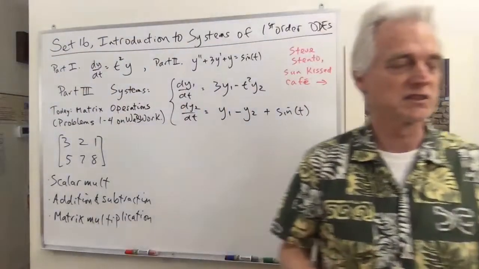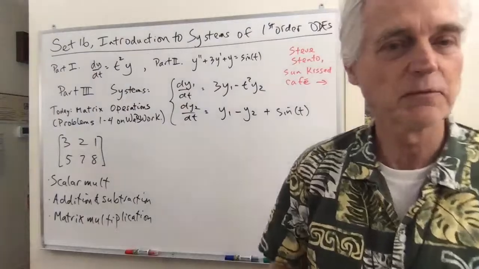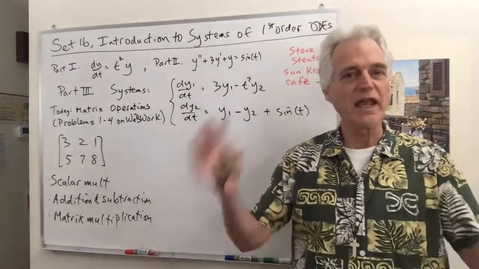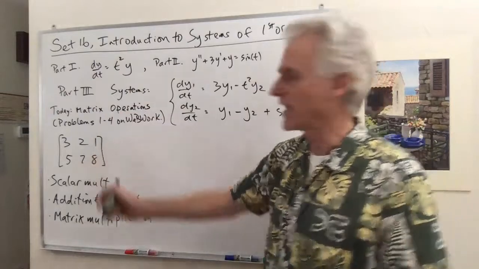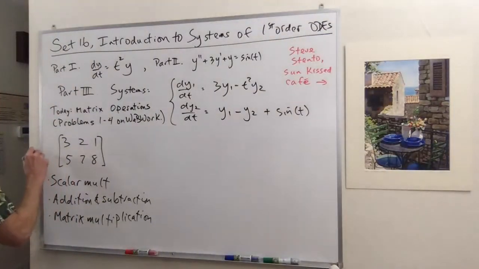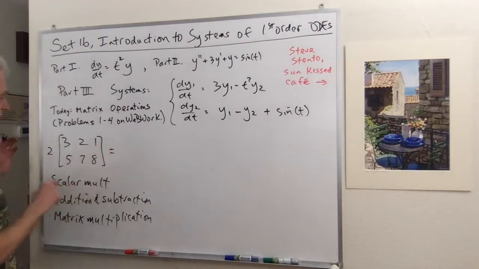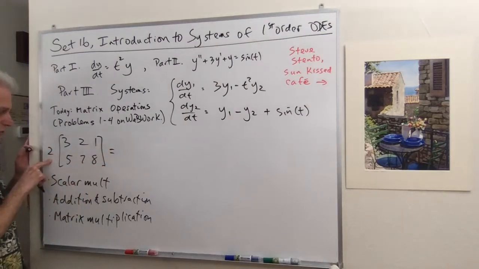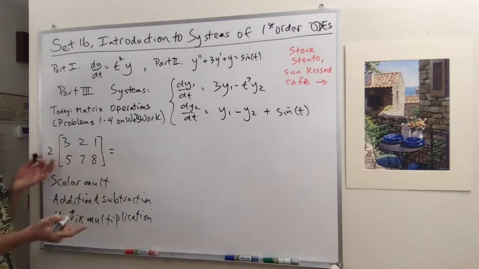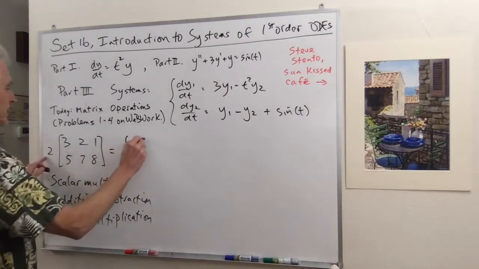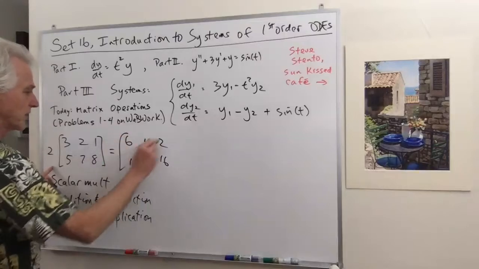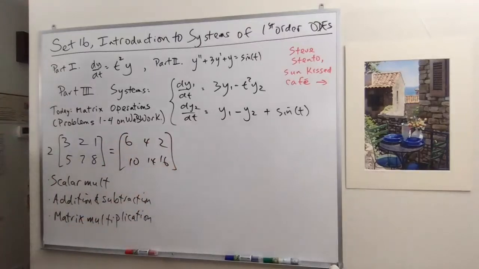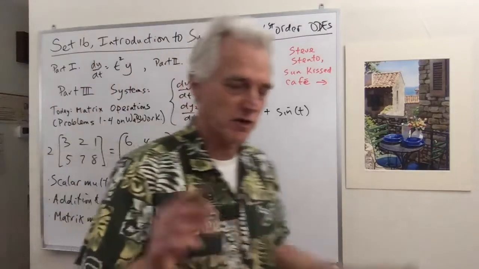So scalar multiplication is possibly the simplest one, and it can work for any matrix. Okay? If I've got a 2 by 3 matrix like that, I can say, let's say 2 times that. A scalar, 2, times this 2 by 3 matrix is going to be another 2 by 3 matrix. It's going to be 6, 4, 2, 10, 14, 16, right? Okay, so that one is fairly straightforward.